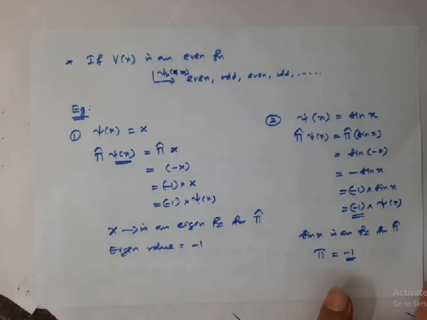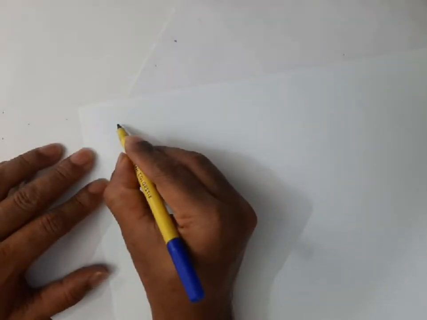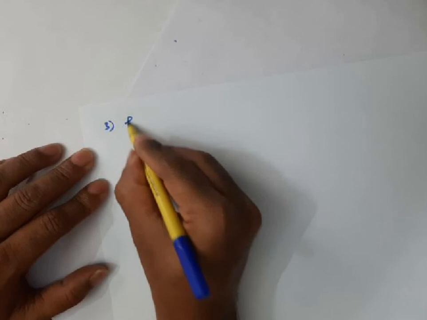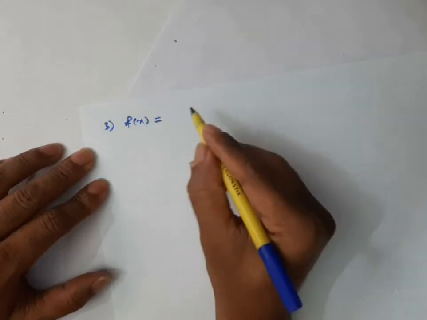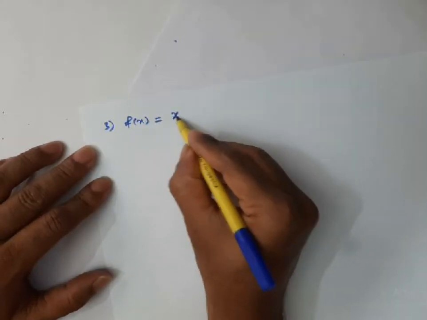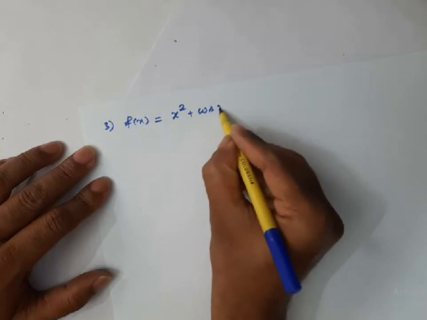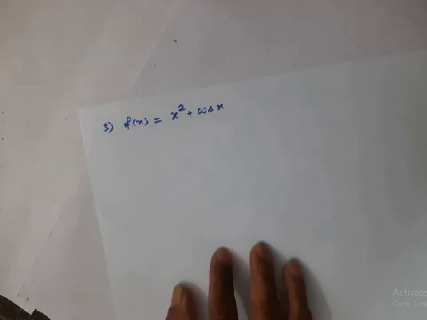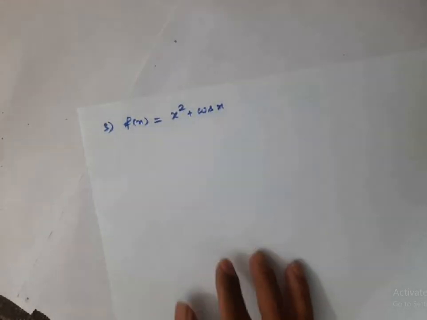In the same way, there are plenty of examples available. I'll take just two more examples so that you become a little more comfortable with this. Take another function, f of x equal to x squared plus cos x. Is this function an eigenfunction of the parity operator or not? How to check?